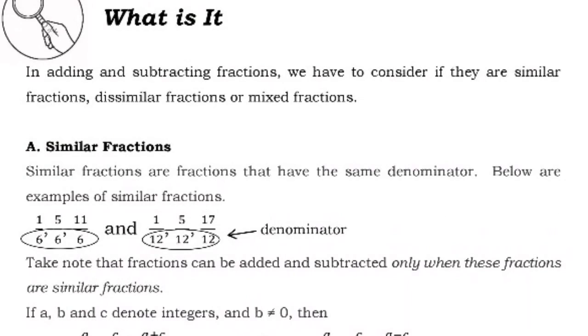So in adding and subtracting fractions, we have to consider if they are similar fractions, dissimilar fractions, or mixed fractions. Let's have first similar fractions. Similar fractions are fractions that have the same denominator. Below are examples of similar fractions: 1/6, 5/6, and 11/6, and 1/12, 5/12, and 17/12. For the first, all of the denominators are 6. The same with the second, the denominators are 12. So these are considered similar fractions.